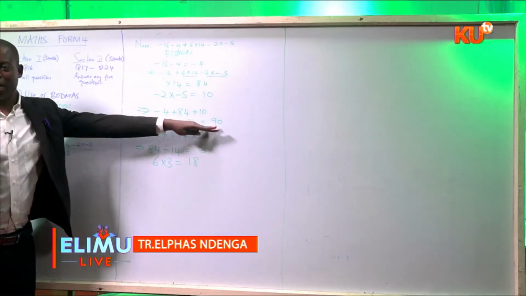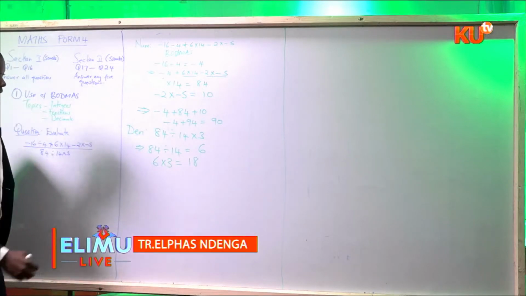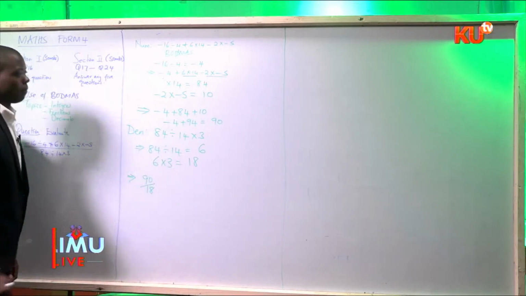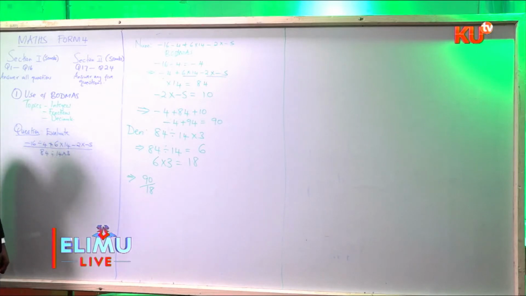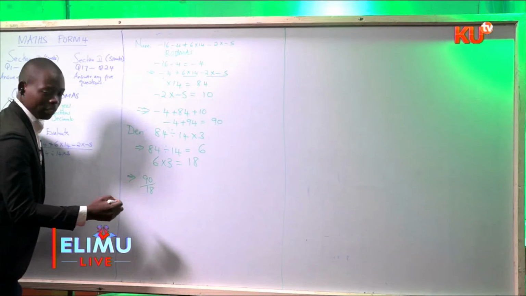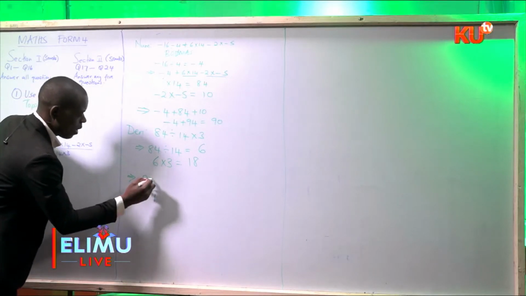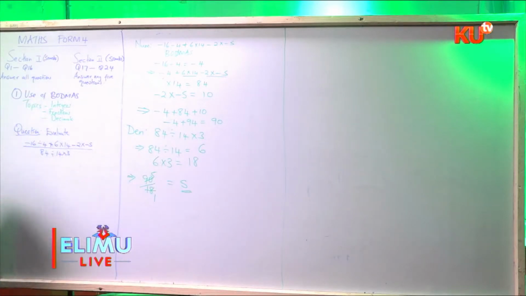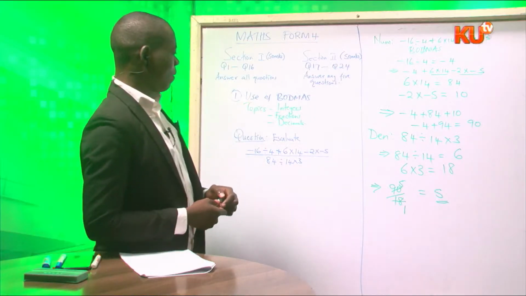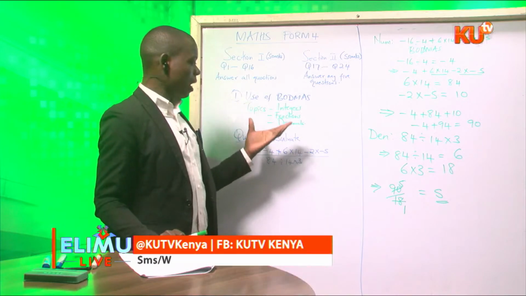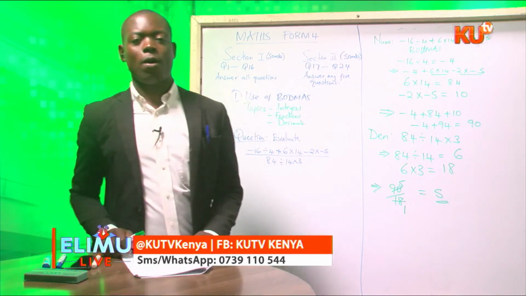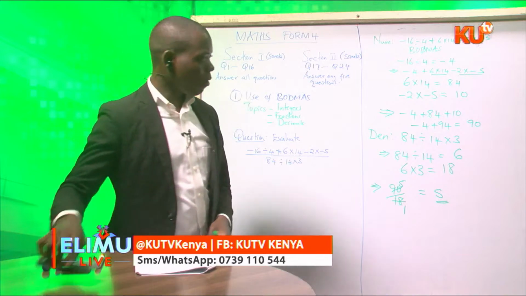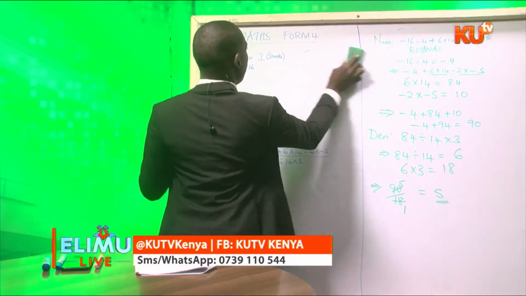Therefore, you take the numerator and divide by the denominator. So our final solution will be 90 divided by 18. What is 90 divided by 18, students? The answer is 5. So the solution is 5. We have worked out clearly the use of BODMAS, in this case referring to integers.